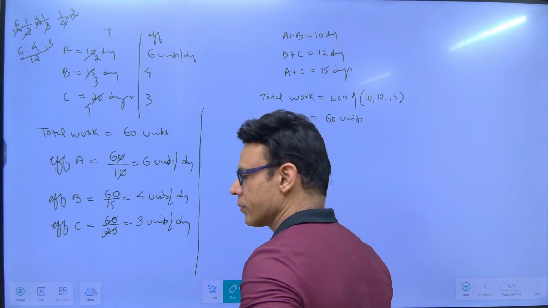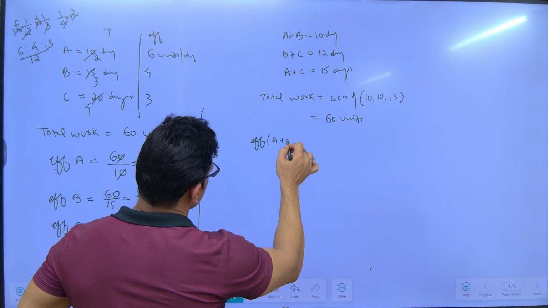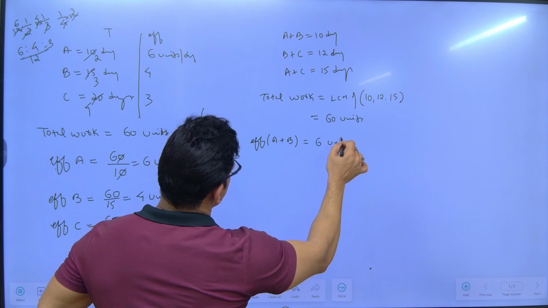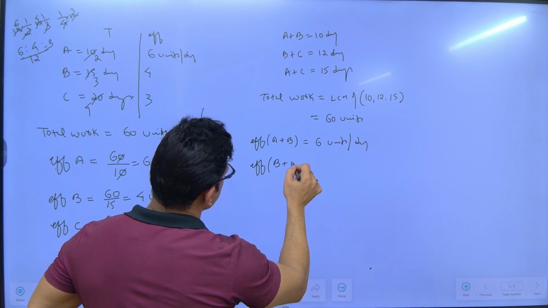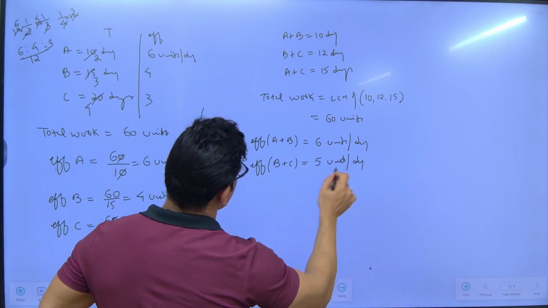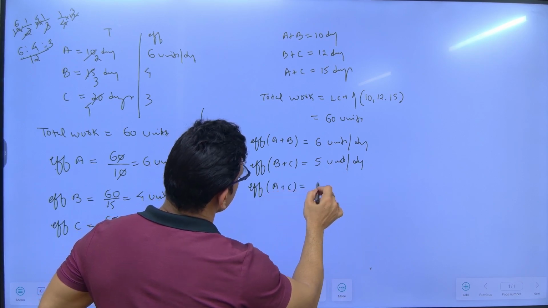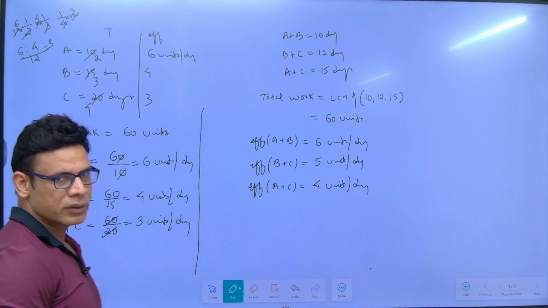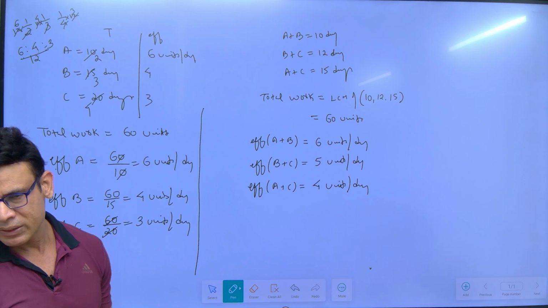Again 60 units, right? So what is the efficiency of A plus B? 60 by 10, which is 6 units per day. What is the efficiency of B plus C? 5 units per day. And what is the efficiency of A plus C? 4 units per day. Here A is twice, B is twice, C is twice in this case.